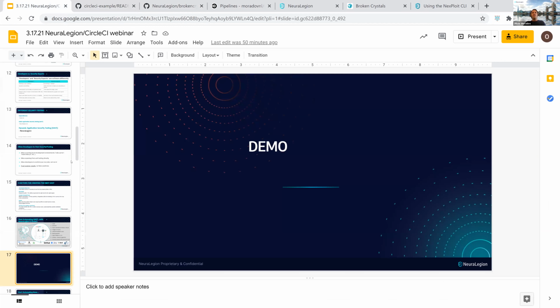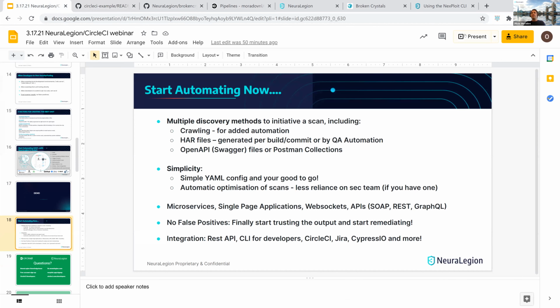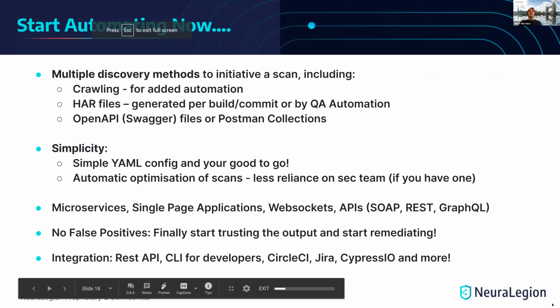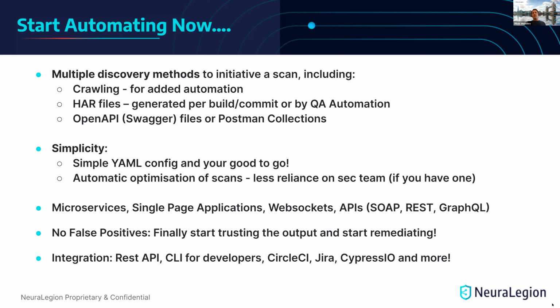The only thing I'd probably want to finish on, just as a reminder, is what you need to automate. Whether you're using CircleCI already or not, certainly that's something you want to be doing in order to automate that CI process. But from a security testing perspective, it's the multiple discovery methods that I think are really, really important, whether that's crawling, like I showed you, where you can just point it at a specific URL and let our engine do the rest. You need to be able to leverage your HAR files, which can be generated per build or commit as well.